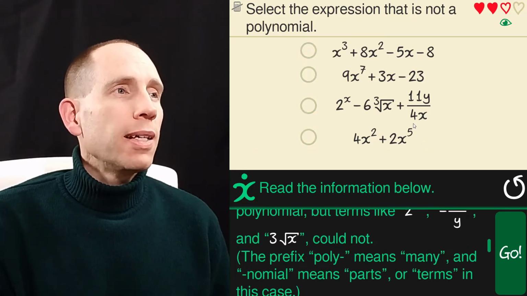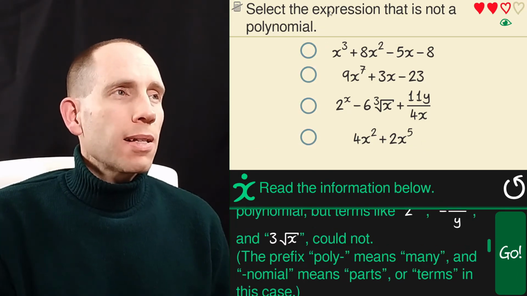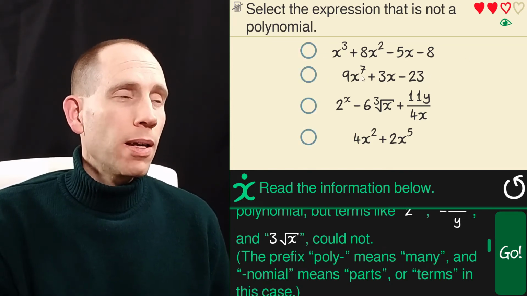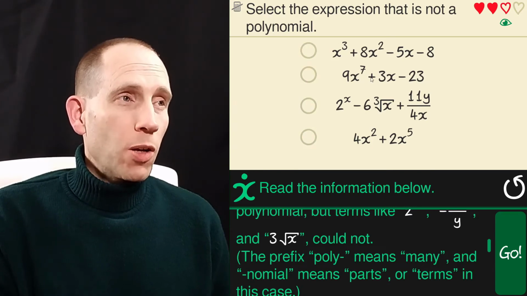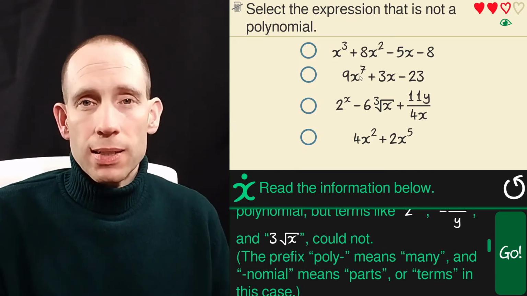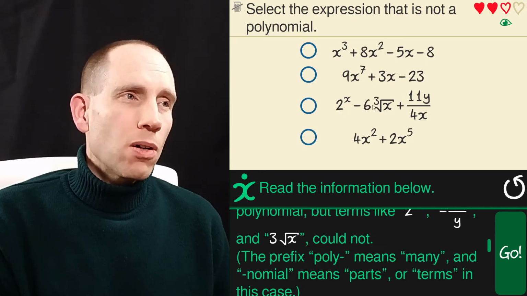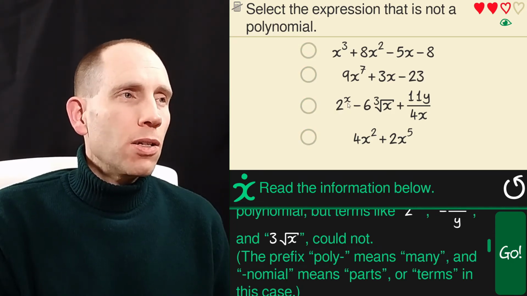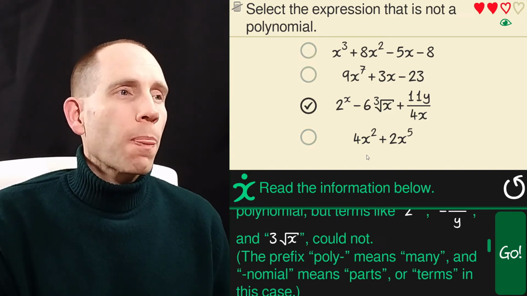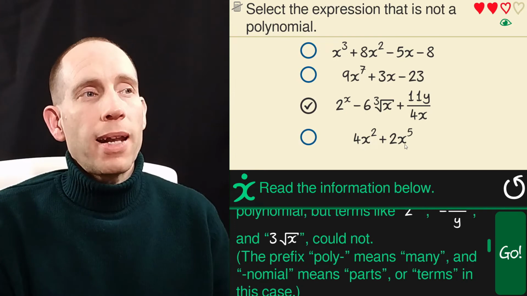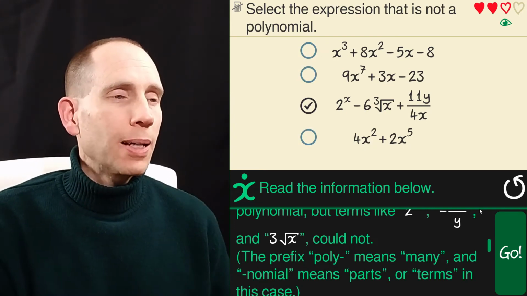So let's look at each of these ones in turn. Select the expression that is not a polynomial. The first one, that's a cubic expression, so that's okay. Second one is a polynomial. It's got an x to the power 7, but that's okay. But this third one, it's got x in the denominator, it's got a cube root, it's got x in the exponent. So that's not a polynomial. And this one is a polynomial again. That's got a quadratic term and an x to the power 5 term, so they're okay.